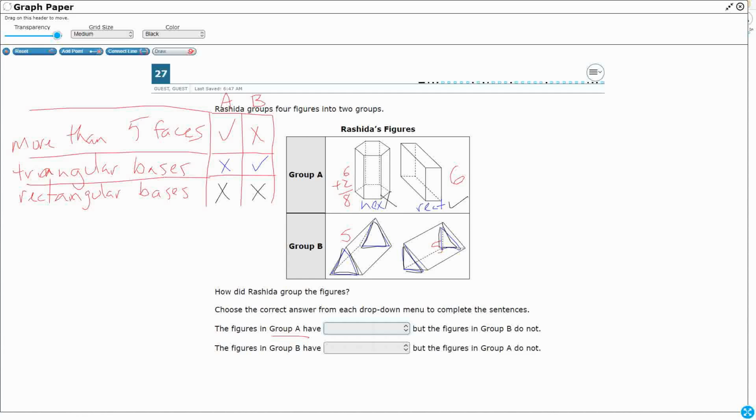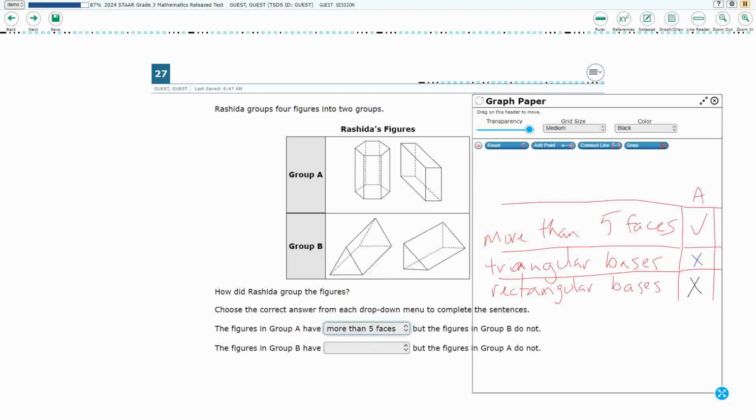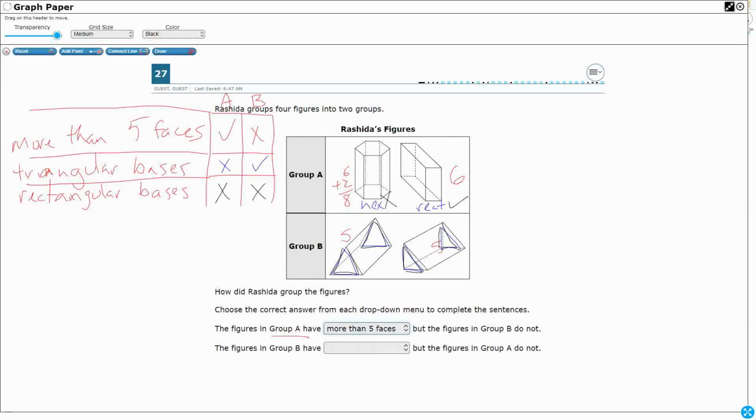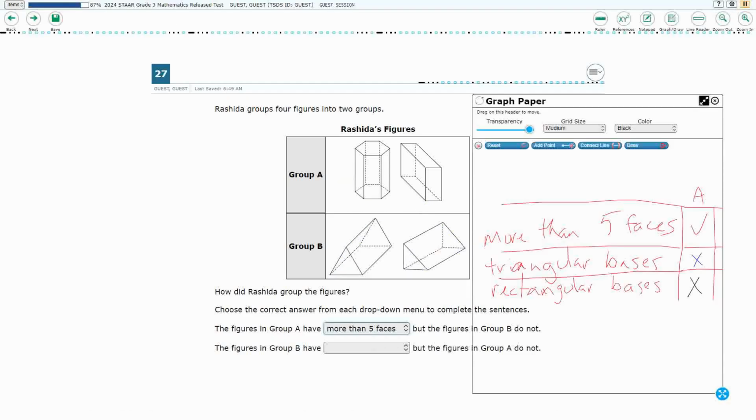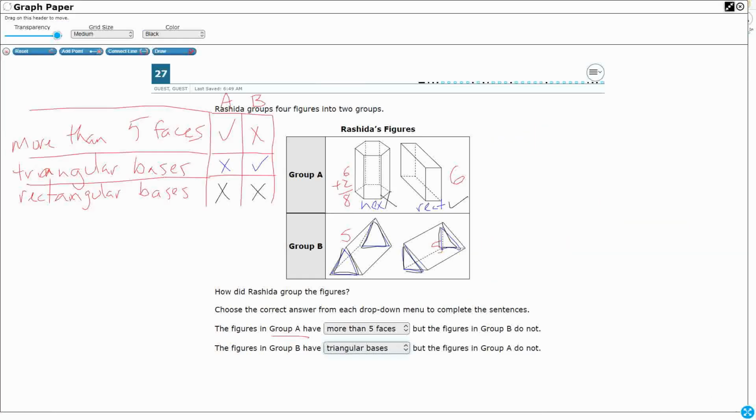All right, so the figures in group A have, and then what do we have here? More than 5 faces, but group B does not, okay? And the figures in group B have, and we said they have the triangular bases, while the figures in group A do not. So this is a 2-point problem, and that is how you get full credit: more than 5 faces, and triangular bases.